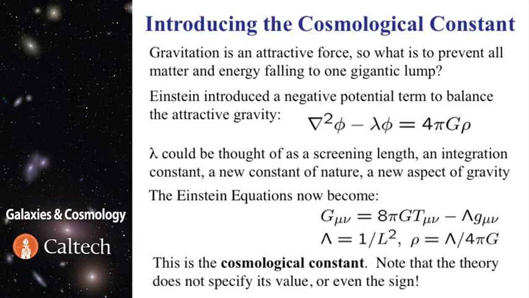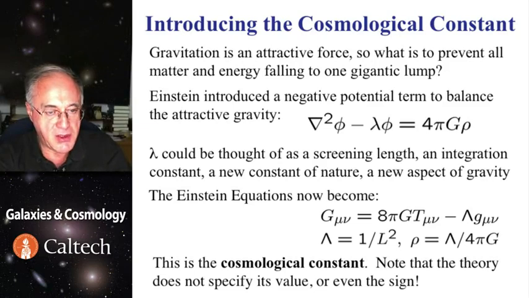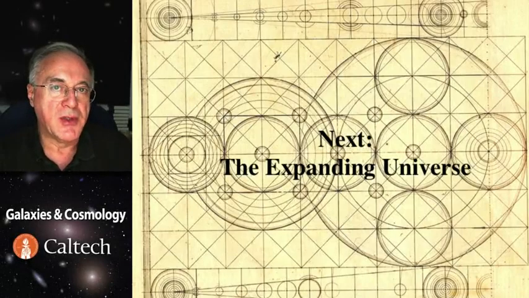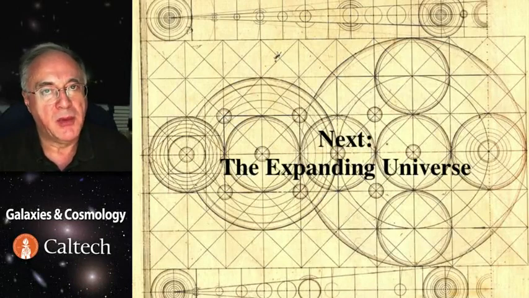Now, if it is seen as, say, an integration constant, we have no idea what it is. The theory doesn't give us its value, and we don't even know its sign. It can be an attractive force or a repulsive force. It turns out it is a repulsive force, and it is actually very important, but we'll cover that later in the class. So those are the basic notions of relativistic cosmology. Next time, we'll talk more about the expanding universe and what that means.